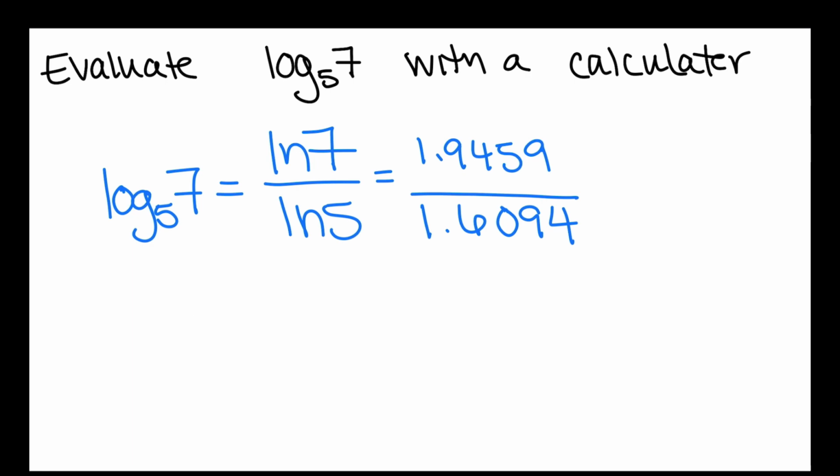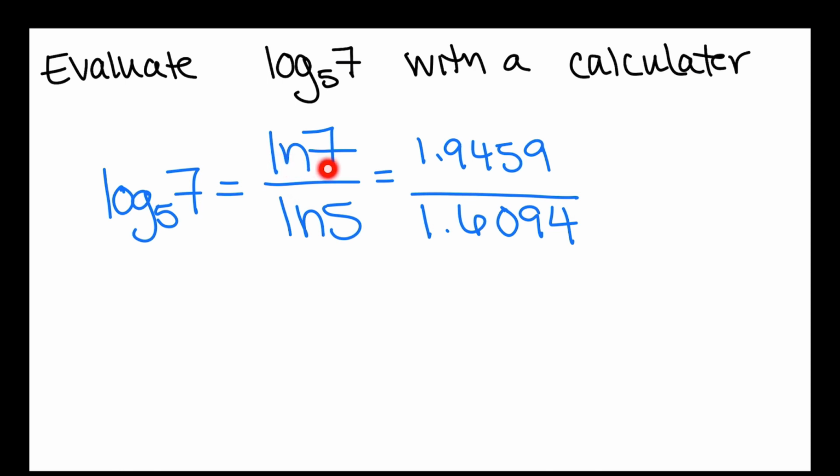I can rewrite this expression using base e, which my calculator does have an ln button. And I'm going to rewrite this as log base e of 7, or ln 7, divided by log base e of 5, or ln 5. Now I actually have buttons on my calculator.